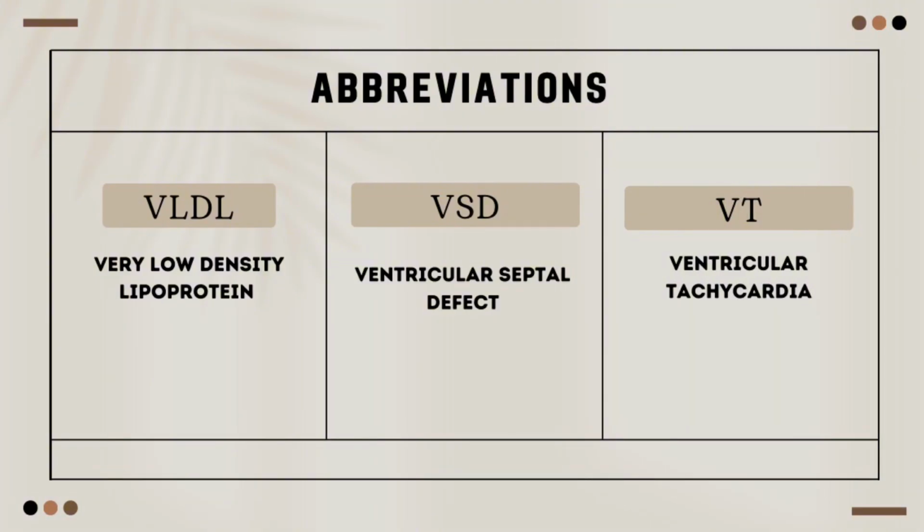VT, or ventricular tachycardia, is a type of abnormal heart rhythm or arrhythmia. It occurs when the lower chamber of the heart beats too fast to pump well and the body doesn't receive enough oxygenated blood.